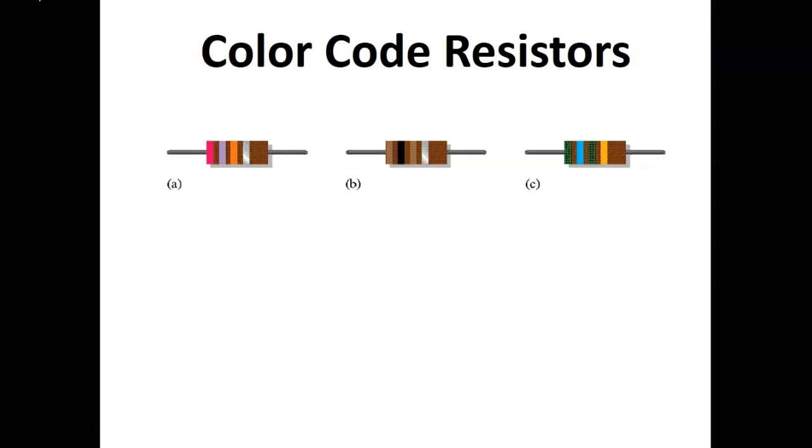Can we go ahead and call it silver or gray? No, it's silver. That means that's the tolerance band, and the tolerance is 10%.